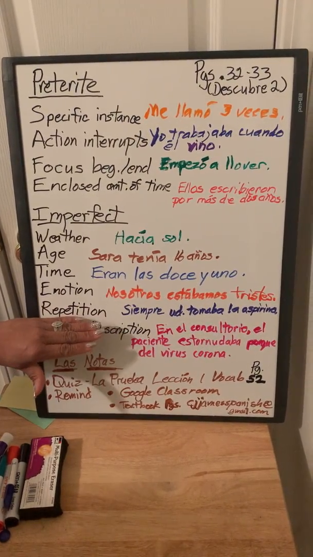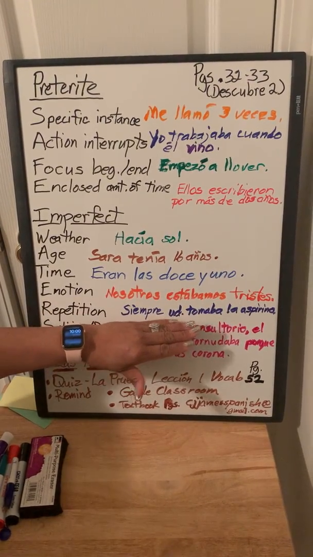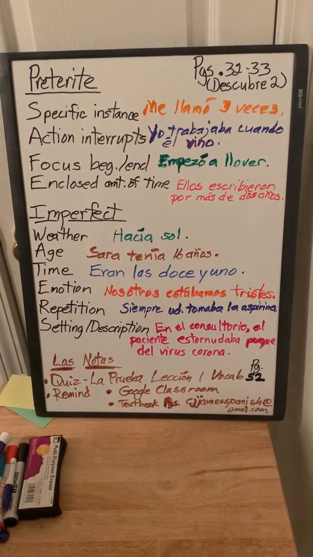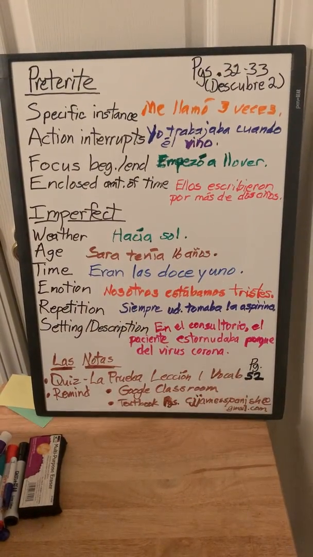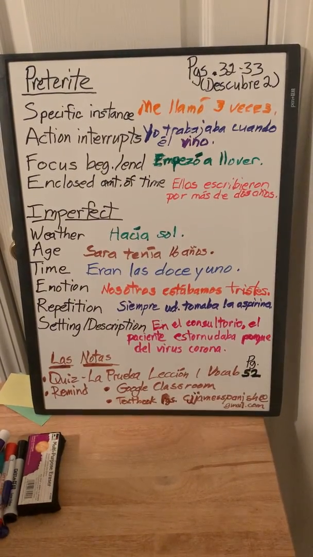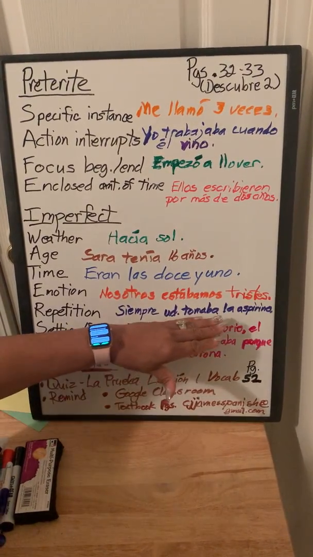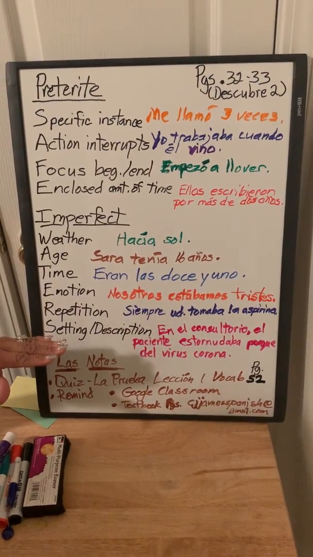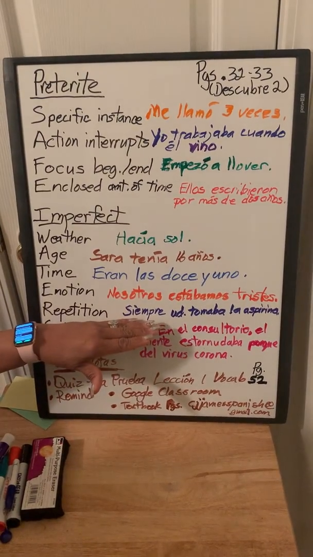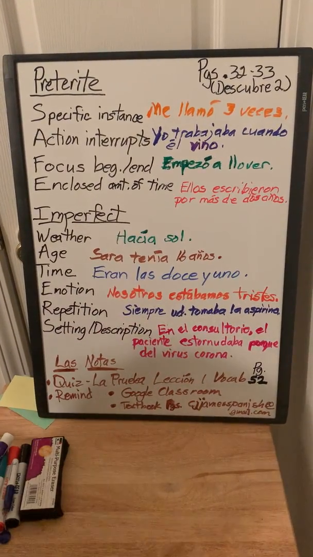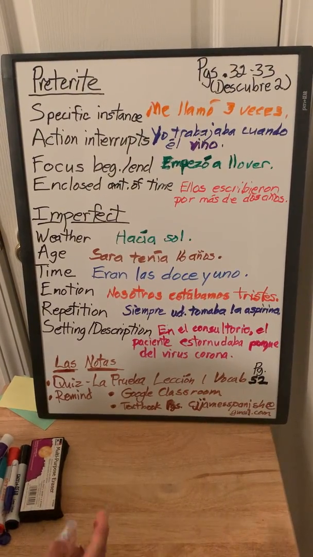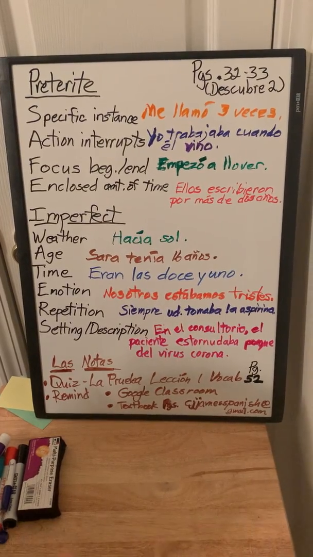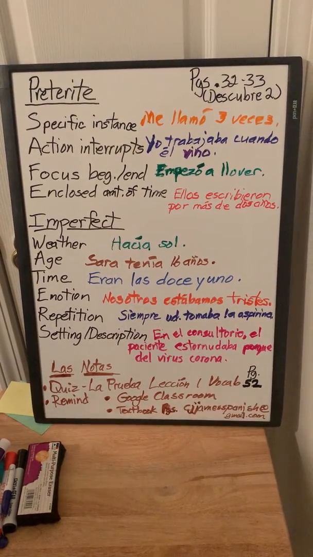Repetición, repetition. R is for repetition. Siempre usted tomaba la aspirina. You were always taking aspirin, right? Aspirin is one of those vocab words for lección uno. We use tomaba, which is the imperfect, for repeated actions in the past. The trigger word here is always. If you're saying always, that means it happened more than once. It was happening over and over again, a repeated action in the past. You want to use the imperfect tense.